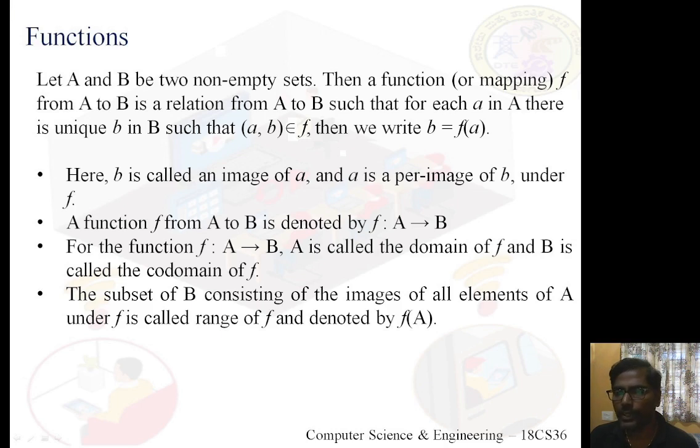So what actually is a function from A to B? It is nothing but a relation from A to B in which all elements of set A are related to exactly one element of set B. Clear? So the function we sometimes refer to as mapping. Okay, clear?